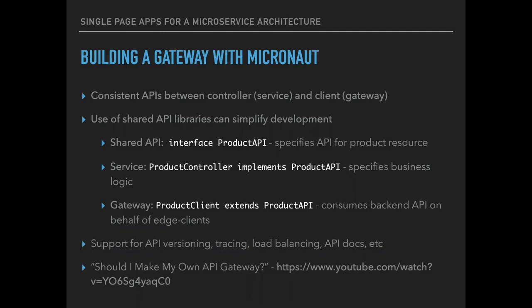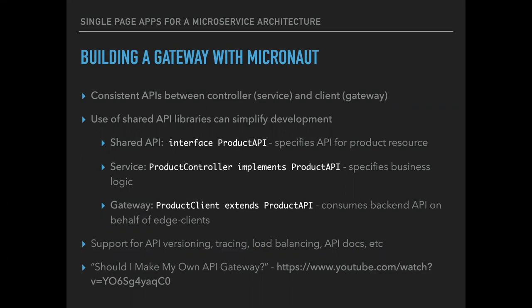So in this slide here, I have an interface named product API, which might specify some endpoints. And then product controller, which would actually be one of the services in our architecture, would implement product API. And then on the gateway side, the gateway would have a product client, which simply extends the product API. And you'll see an example of this when we get to the demo, and I'll go over it again because I think this is kind of cool.